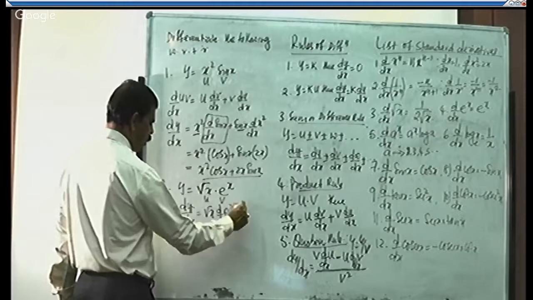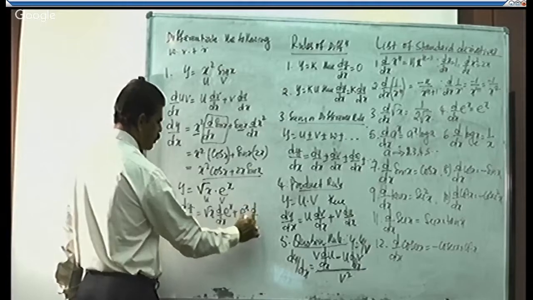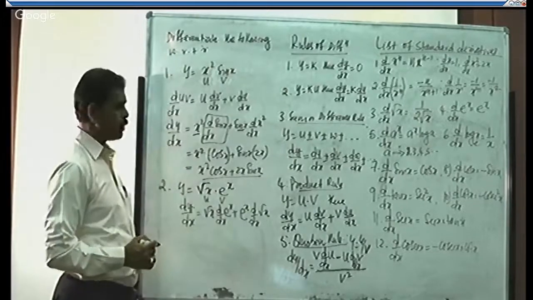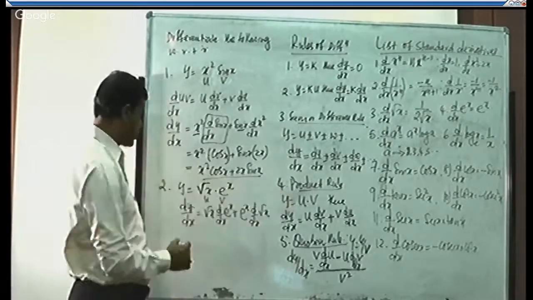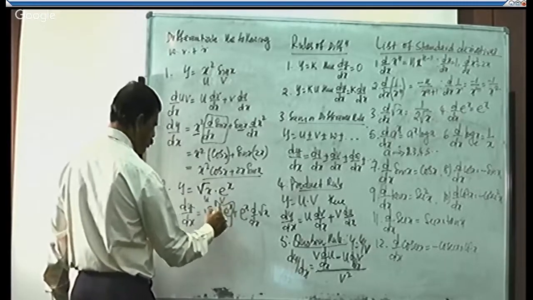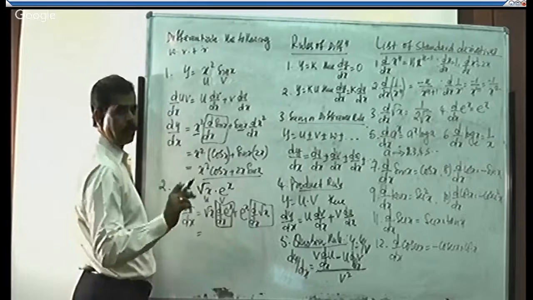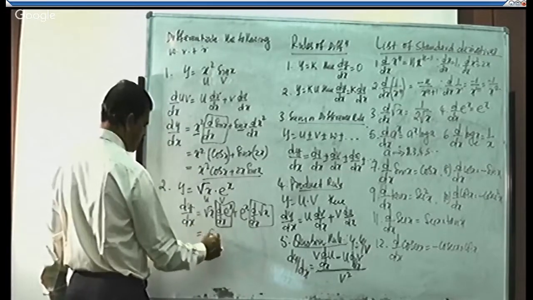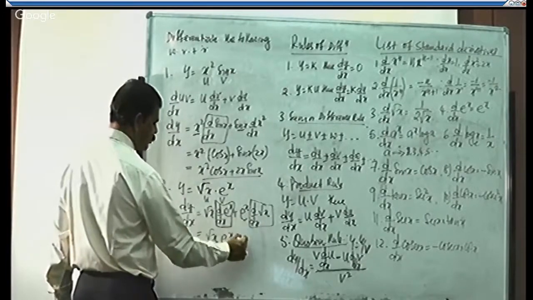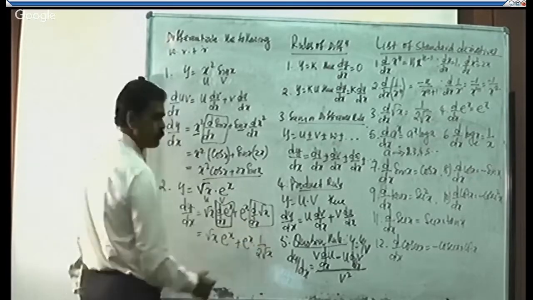Plus keep v as it is. What is v? e power x. Then differentiate u. What is u? Root x. I have written according to the rule, product of two functions. Then, as I said earlier, wherever you have d by dx, only that term requires a derivative. Other terms we keep as they are. Keep root x as it is. Differentiate e power x, that is e power x only. Plus, keep e power x as it is. Differentiate root x, that is equal to 1 by 2 root x.